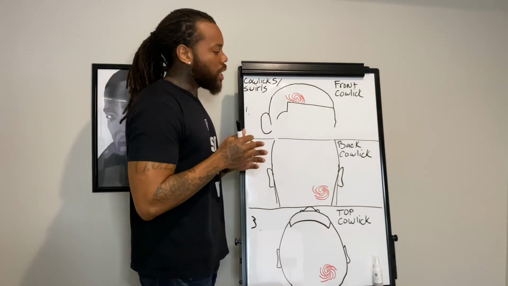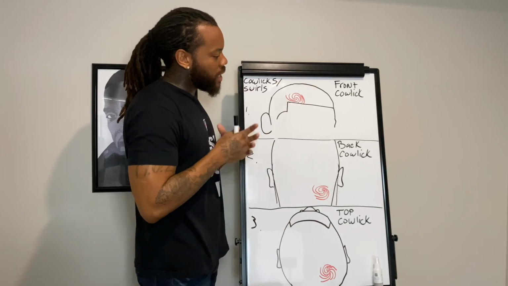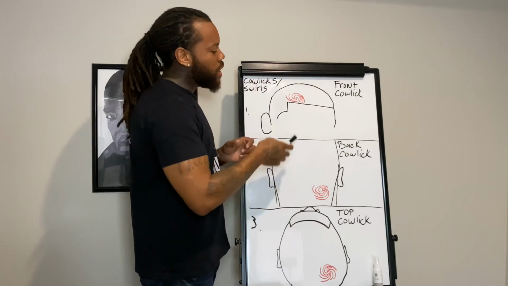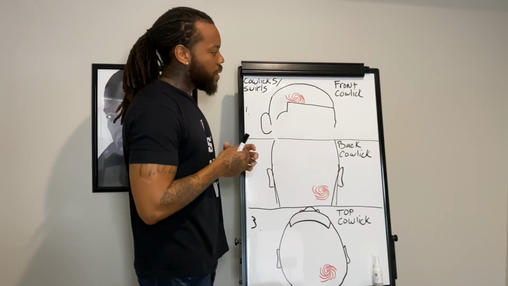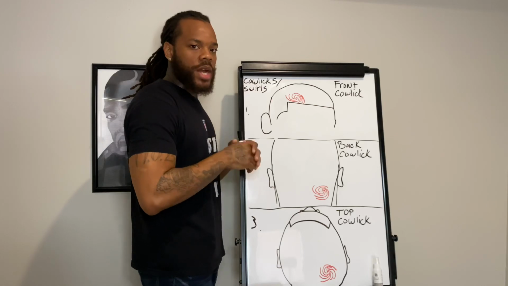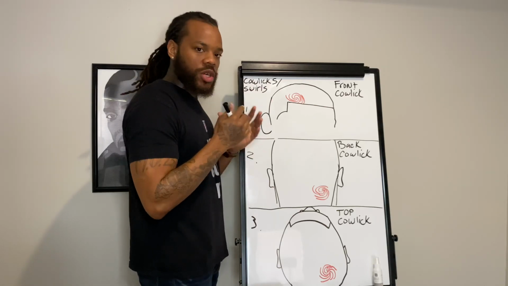Now the front cowlick is usually to the right side of the head. Very rarely it's on the left, it's sometimes in the middle, but mostly you're gonna find this on the right side of the head. So most guys that have a cowlick, they'll come in and they have a full set of waves, right? And they want a taper. They want a 1.5 or 2 on top, right?